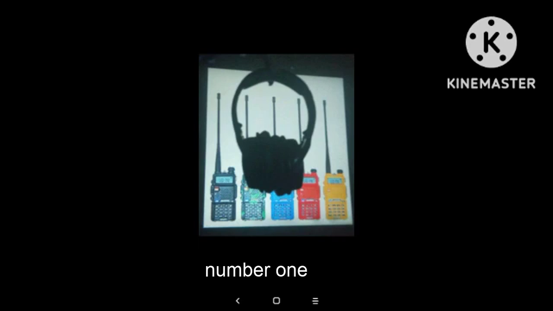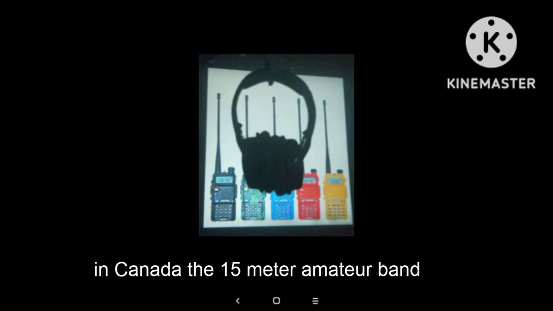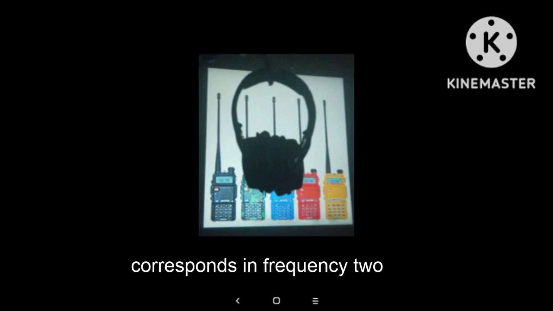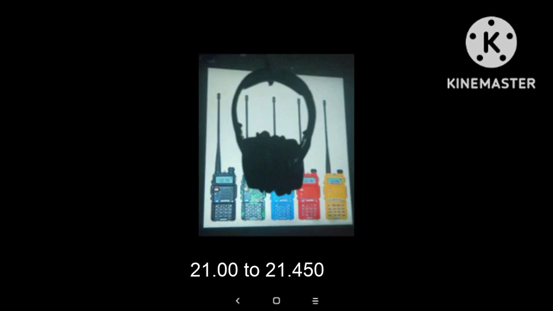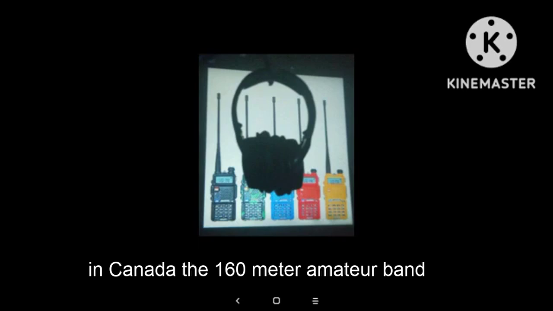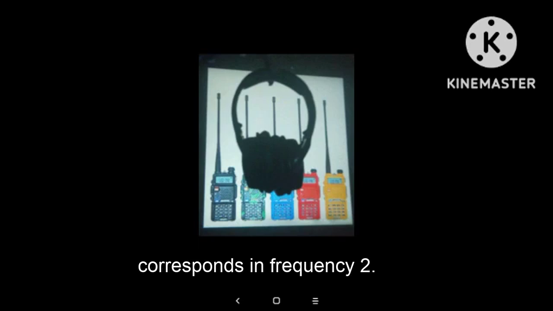Number 1. In Canada, the 15-meter amateur band corresponds in frequency to 21.00 to 21.450. Number 2. In Canada, the 160-meter amateur band corresponds in frequency to 1.8 to 2.0 megahertz.